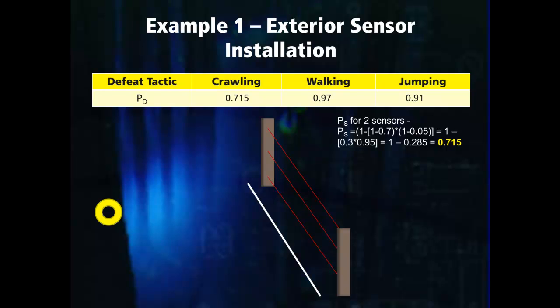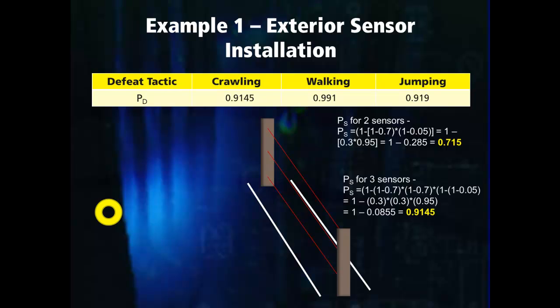As a result, we need to add another sensor. Because our weakness is against a crawling adversary, we should add an additional coaxial cable. With a second coaxial cable, we now have a detection probability of over 91%. The calculation for this is shown on the slide. The probability of detection of multiple complementary sensors is determined by subtracting the product of their non-detection probabilities from 1.